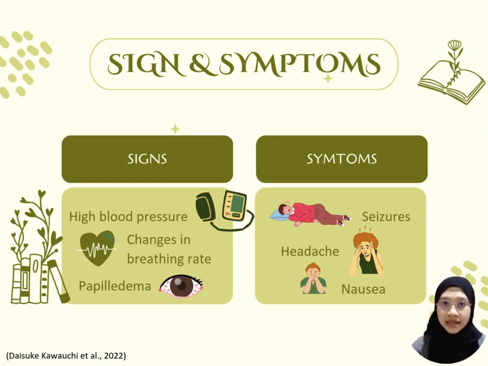The next one is headache. The most typical manifestation for glioblastoma is a tension-type headache. Last but not least is nausea. As a brain tumor increases in size, it consumes more and more space within the skull, raising the intracranial pressure that makes patients feel nausea.